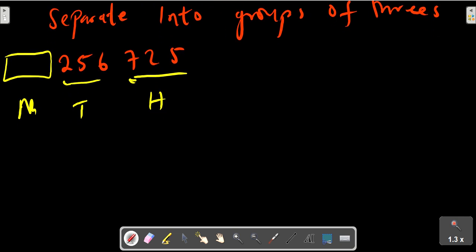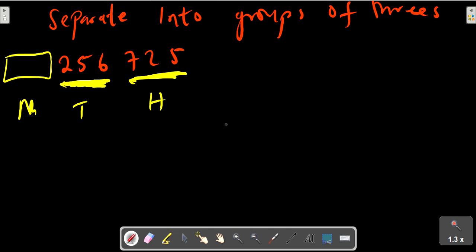So it makes it very easy to identify and write out the numbers. So, for example, since this is the thousands group, it's going to be 256,000, and since this is the hundreds group, it's going to be 725. It's going to be 256,725.